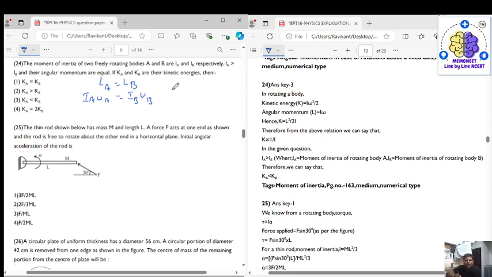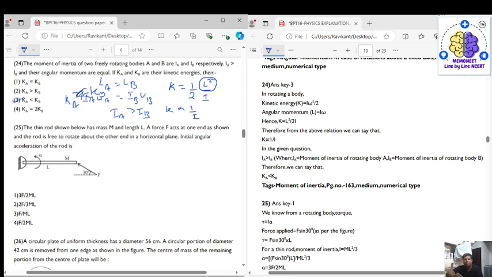For kinetic energy, we will be using the formula which I have already discussed here, L square upon I. Angular momentum for both the bodies is the same. It means the kinetic energy is inversely proportional to moment of inertia. So if IA is greater than IB, then KA will be less than KB. KA less than KB is in option 3. So the correct answer is option 3.